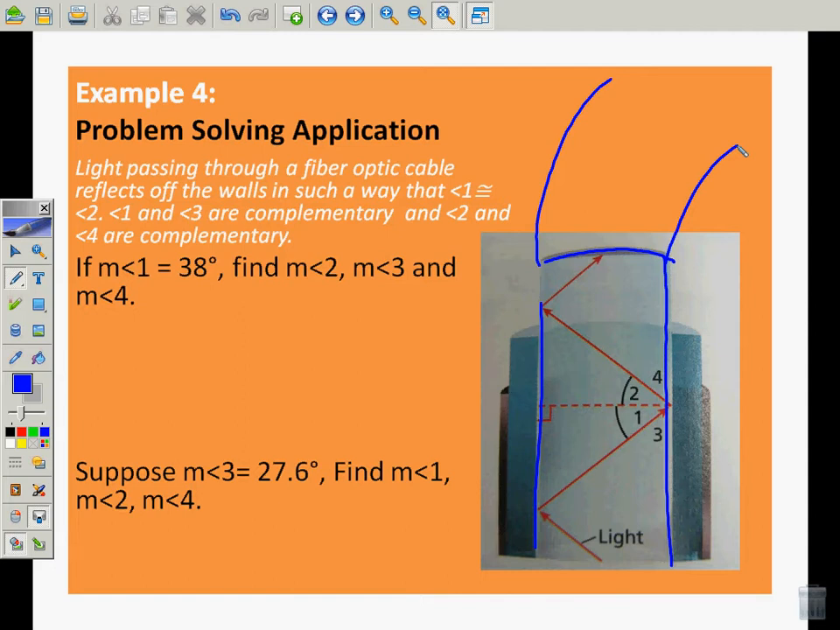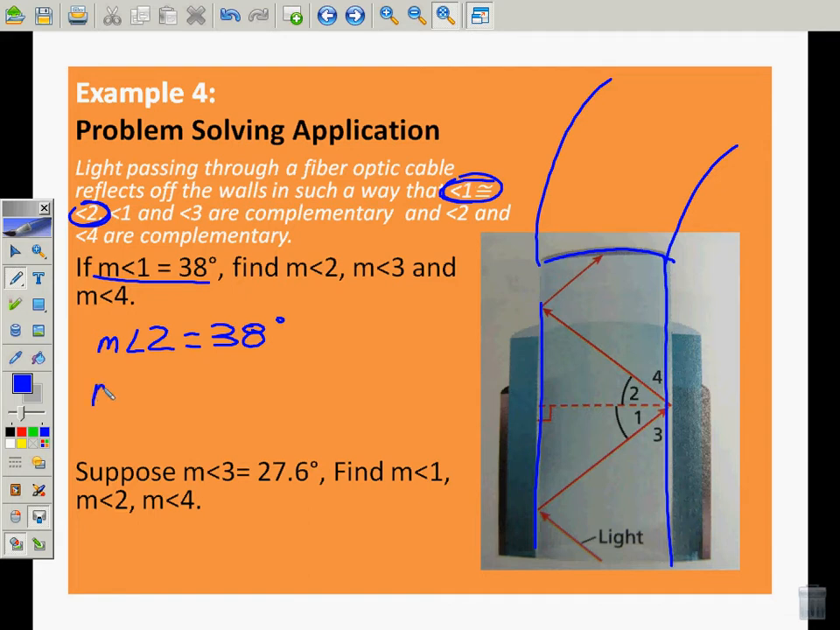And so what we're saying is angle 1 is congruent to angle 2. Okay, and 1 and 3 are complementary, and 2 and 4 are complementary. So let's see, if the measure of angle 1 is 38, find the measure of angle 2. Well, the measure of angle 2, we recall, of course, that the M means measure, must be 38 because we know this part here, okay? And 1 and 3 are complementary.